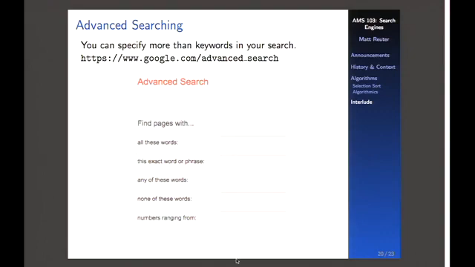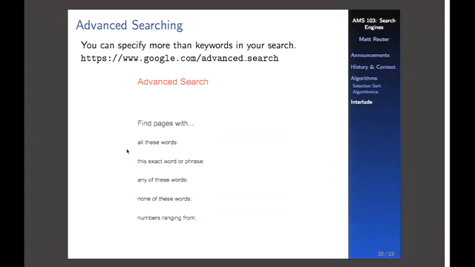And so I just took a quick screenshot here, and I'll confess this picture's a little bit old. It looks a little different today. But you can say find pages with, and now there are different boxes where you say all of these words, this exact word or phrase, any of these words. You can exclude things.